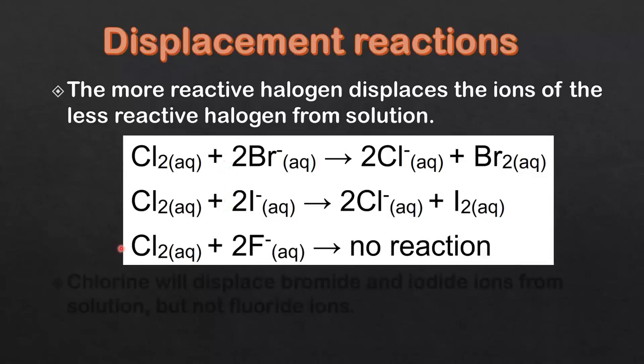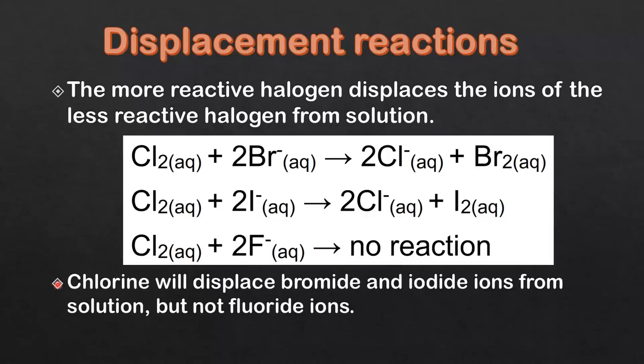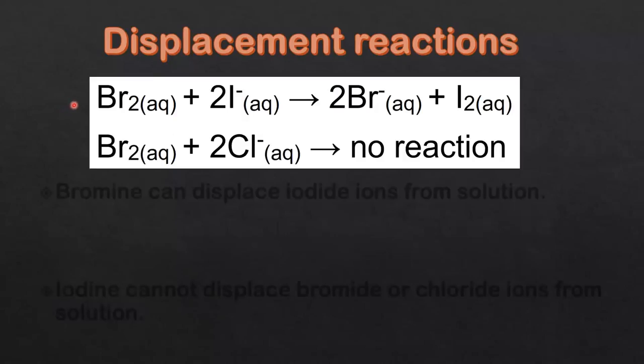In the third example, chlorine is unable to displace the fluoride ions from solution because fluorine is more reactive than chlorine. Therefore, we have no reaction. Chlorine will displace bromide and iodide ions from solution, but not fluoride ions. Next, we'll have a look at the reactivity of bromine.